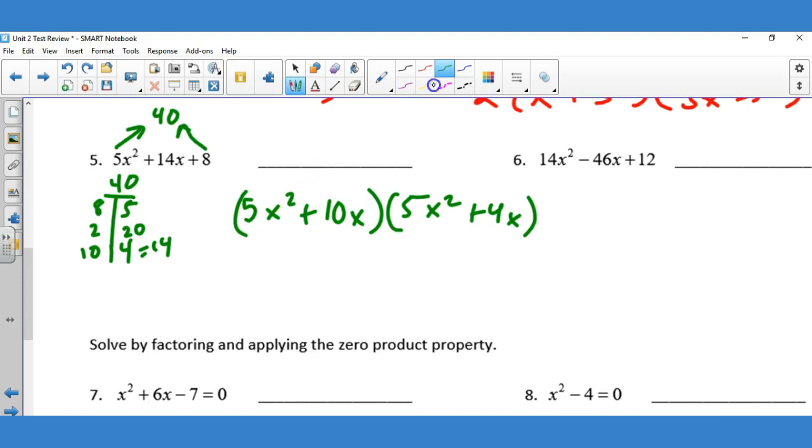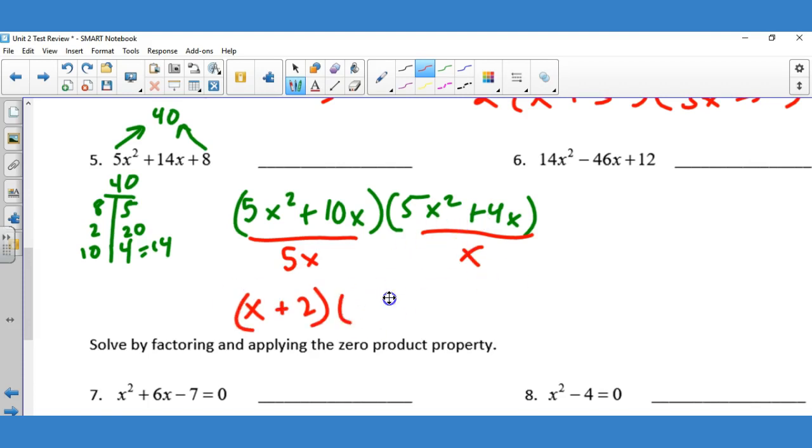Now, we're going to divide by the GCF. The greatest common factor here is 5x, and the greatest common factor here is x. So when you do that, 5x squared divided by 5x is x. 10x divided by 5x is 2. Right here, 5x squared divided by 5x is 5x, and 4x divided by x is 4. Alright, so there is our final answer right there.